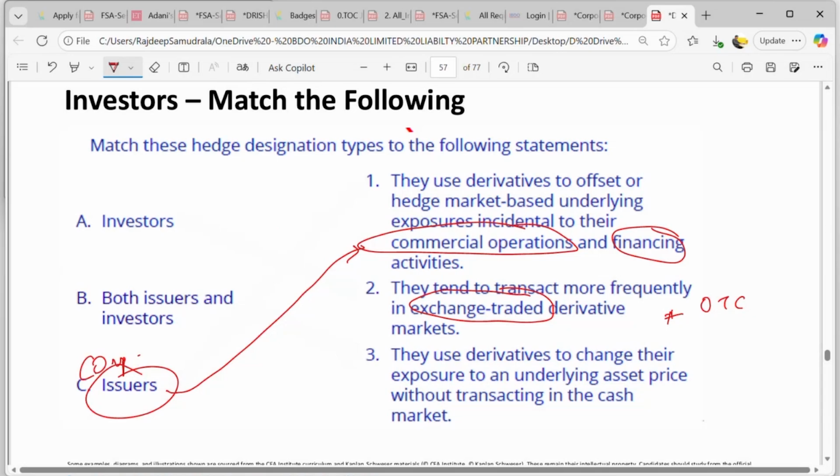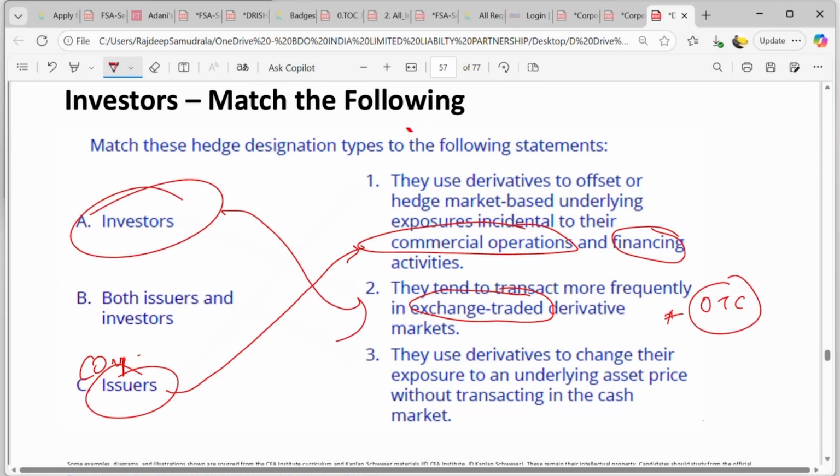Think about yourself. If you go and do a derivative, will you go and do an OTC transaction? Will you do a derivative with some other person, or will you do it through the exchange? You. So most investors, almost all of them, always transact in the exchange market because the OTC market, I told you, has a high default risk.